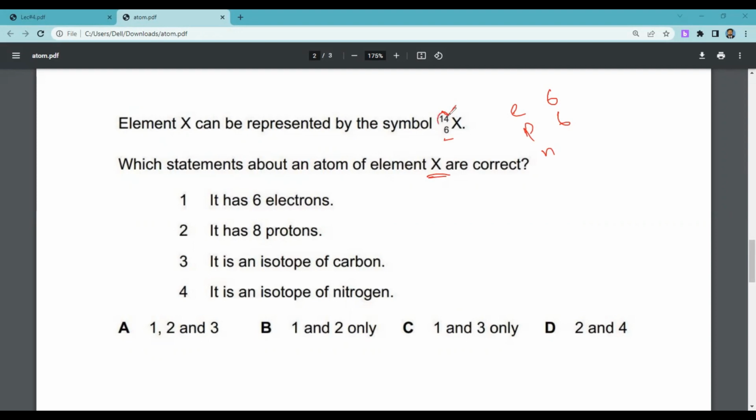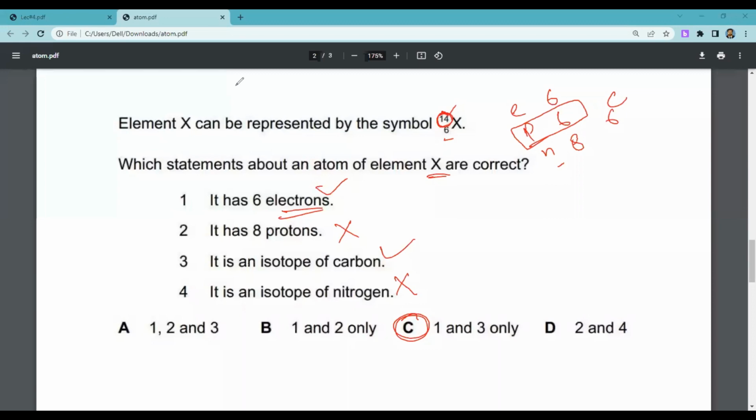And if its atomic mass, our mass number, our nucleon number is 14, then it will contain 8 neutrons. It has 6 electrons. This statement is correct. It has 8 protons. This statement is wrong. It is an isotope of carbon. Yes, this is also correct because the atomic number of carbon is 6. The last statement is wrong. So only statements 1 and 3 are correct.